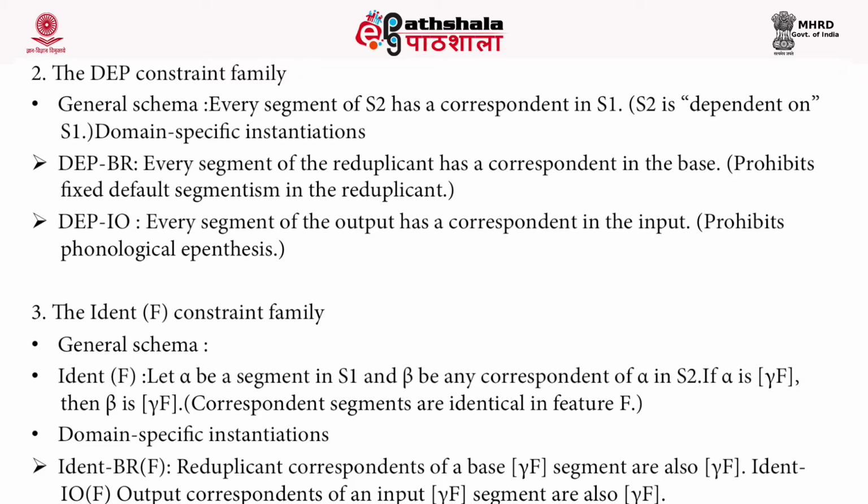Now we have the IDENT-IO family, with respect to the feature F. Again, if the base has a certain correspondent with a certain feature, then that feature must also be reduplicated or reflected in the reduplicant. Similarly in input-output, if the input corresponds to a certain feature F, then that has to be reflected in the output form.